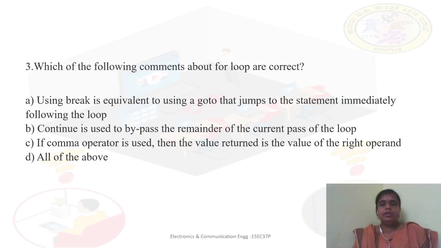Which of the following comments about the for loop are correct? Using a break is equivalent to using a go to that jumps to the statements immediately following the loop. Okay, so here we are saying that you can use a break, it is equivalent to using the go to. Then continue is used to bypass the remaining passes of the loop. If comma operator is used, then the value returned is the value of the right operand. All of the above.